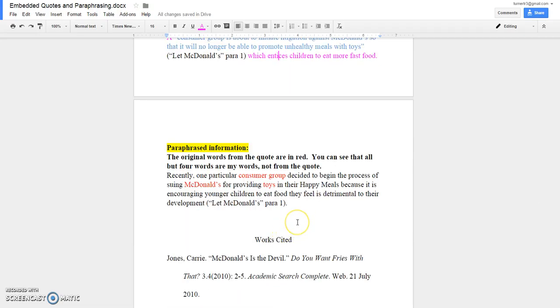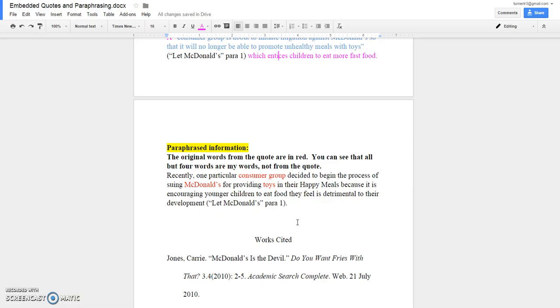Now, if I'm paraphrasing this information, paraphrasing means that I'm changing as many words as possible from the original quote, but I'm keeping the original meaning. When you paraphrase, the majority of the words should be yours, and it should be about the same length as the original quote because you're not taking out anything. You're not summarizing and just putting main ideas. You're paraphrasing, which means you're keeping all of the ideas but putting them in your own words.